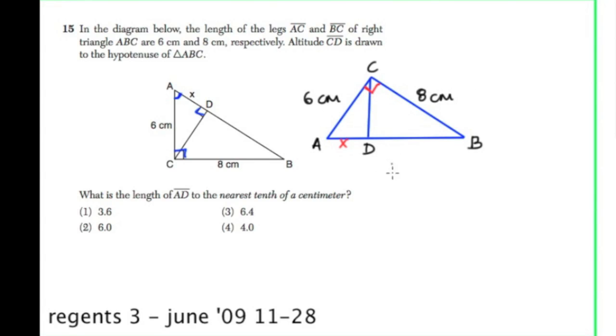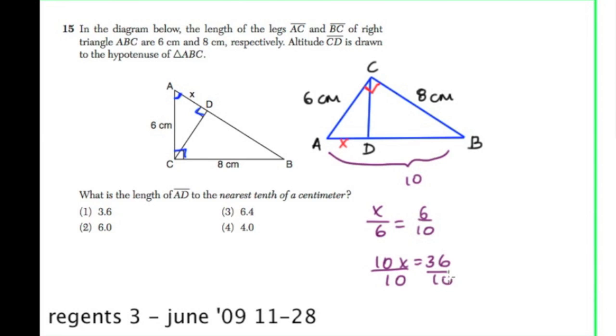So let's try and make this as similar triangles. So it would be x over 6 is equal to, we know that AB is 10, right, because it's a Pythag triple, 6, 8, 10. So that would be 6 to 10. 10x is equal to 36. Divide by 10. x is equal to 3.6. If I'm not mistaken, that should be choice number 1.